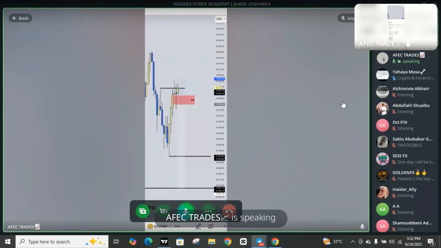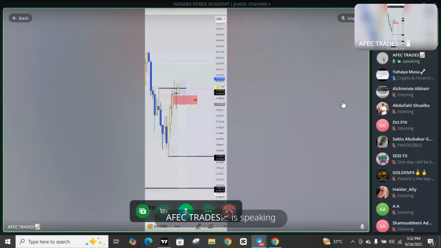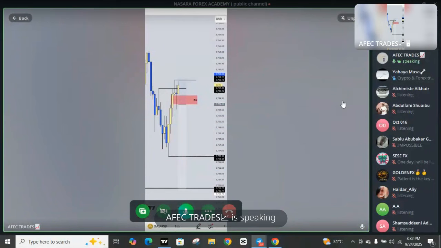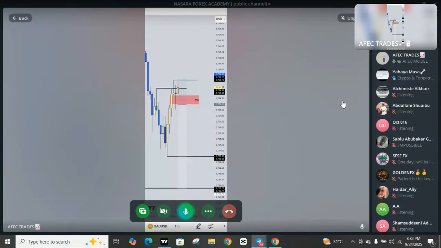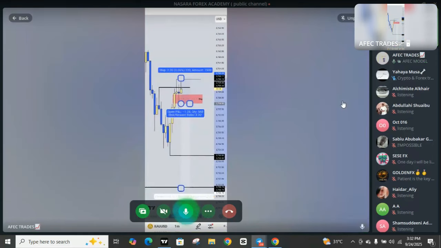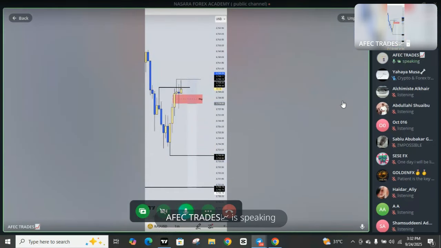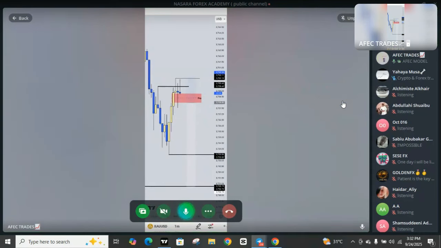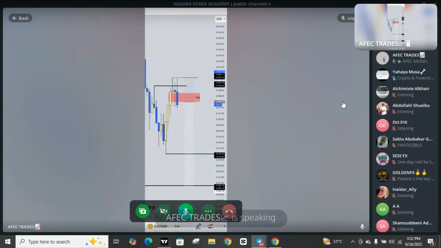But if price closes above this high, then still I'm not interested. Okay, let's wait for the closure. And that is exactly the 15-minute inversion level. Oh, that's nice. So very interesting level. Some seconds before the closure.